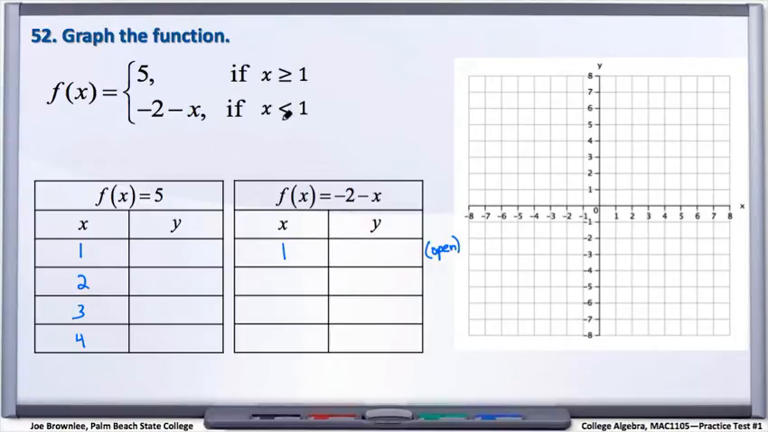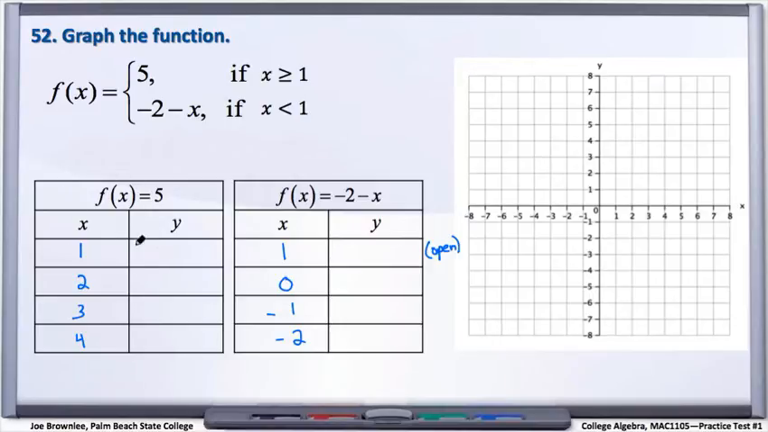Because this domain restriction says x has to be less than 1, we can still evaluate this part of the function at 1. We just have to take note that when we plot this particular point, whatever the corresponding y is, it's not going to be a closed circle, but rather an open circle. I think that'll make more sense when we actually graph. So if we're starting at 1 and we want values less than that, 0 is less than that. How about negative 1 and negative 2? We won't choose anything too complicated here.